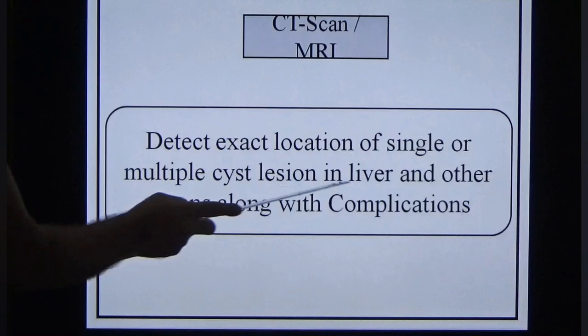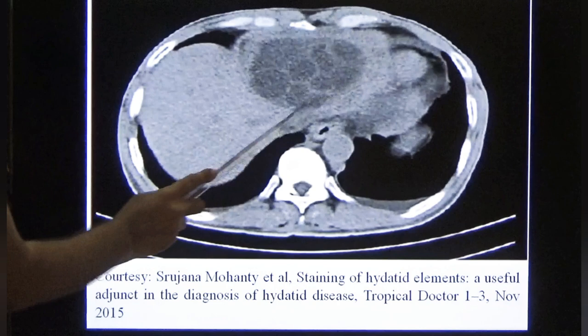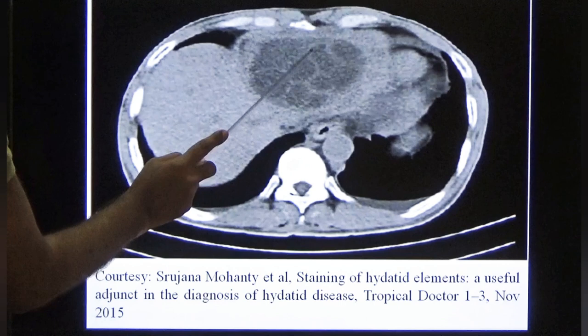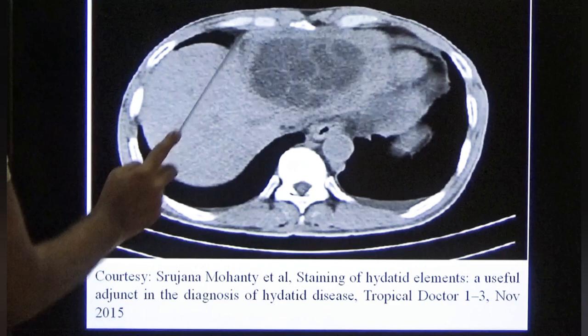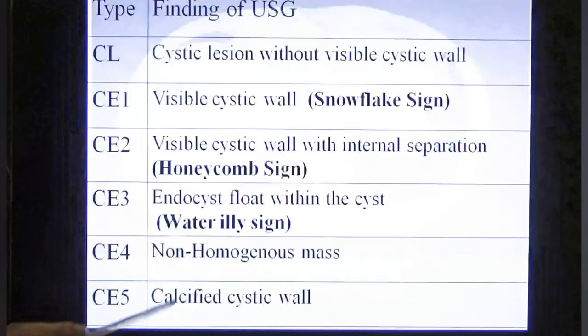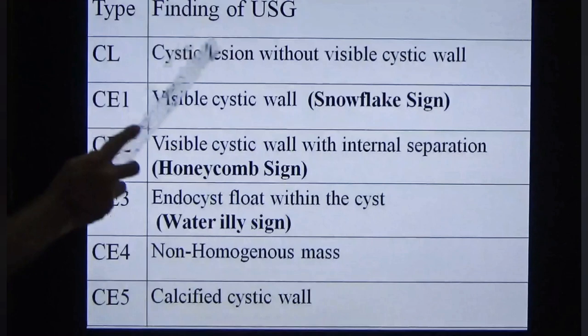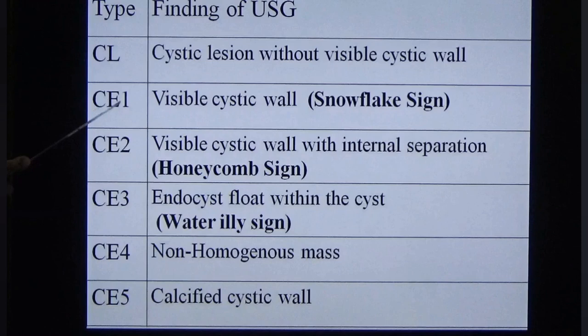Okay. You can see here, this is the CT scan image and here you can see the cyst. You can note here that inside also you can see the cystic wall. Based on the CT scan image, the WHO made a confirmatory classification of six types of hydatid cyst. Okay, CL, CE1 to CE5.